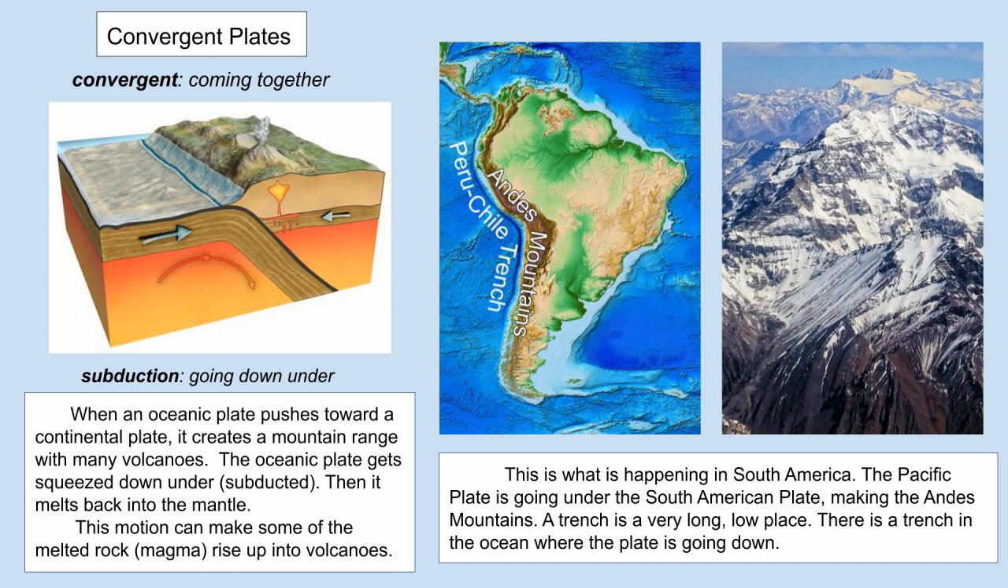This motion can make some of the melted rock, magma, rise up into volcanoes. This is what is happening in South America. The Pacific plate is going under the South American plate, making the Andes Mountains. A trench is a very long, low place. There is a trench in the ocean where the plate is going down.